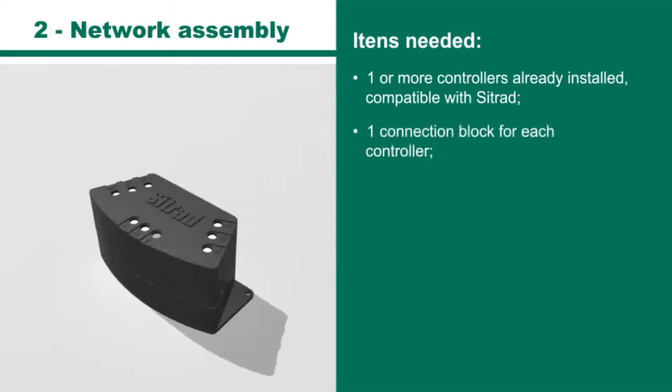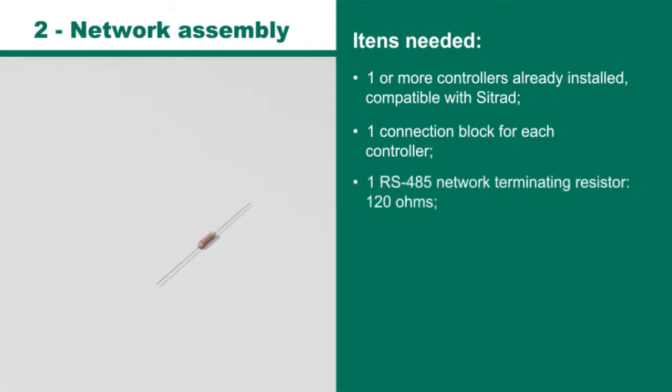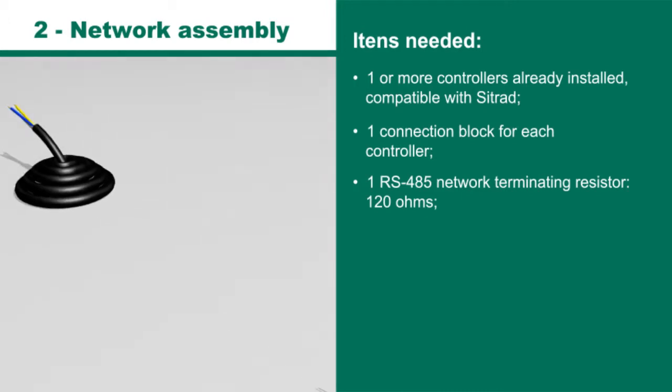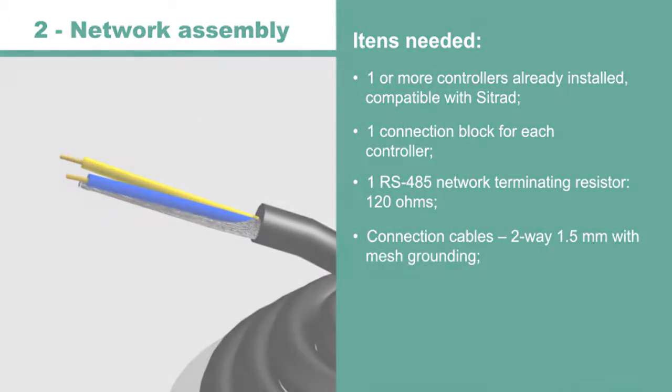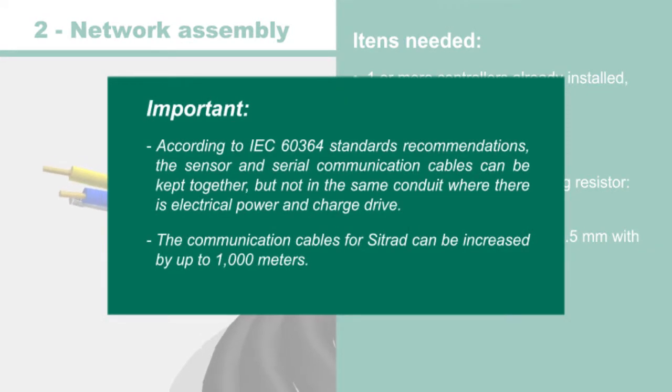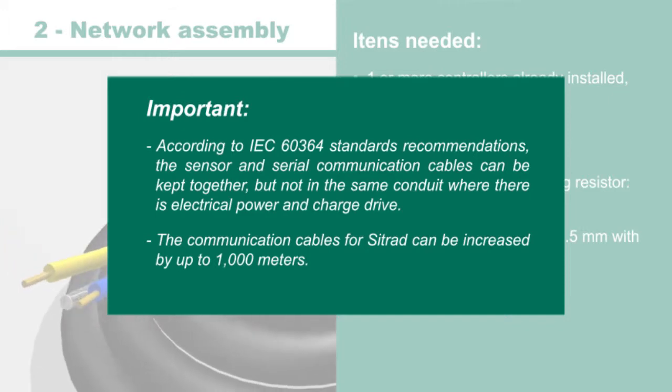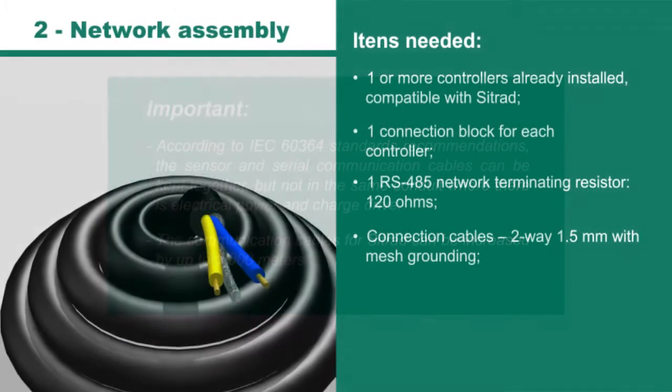You will need a connection block for each controller, a terminating resistor of 120 ohms for the RS485 network, and two-way 1.5 mm connection cables with mesh grounding. Important: according to IEC 60364 standard recommendations, the sensor and serial communication cables can be kept together, but not in the same conduit where there is electrical power and load drive. The communication cables for Sitrad can be extended up to 1,000 meters.